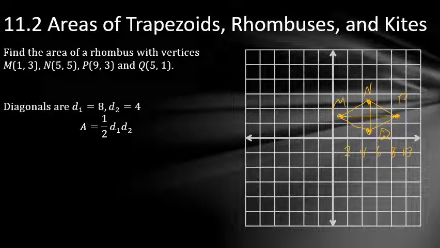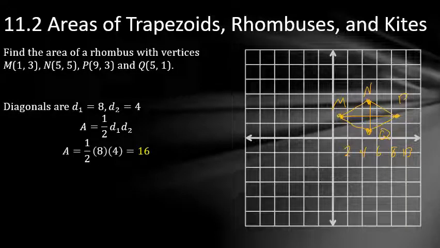Area is 1/2 d1 times d2. So I can fill in the 8 and the 4 for the diagonals. 1/2 of 8 times 4 is 16.